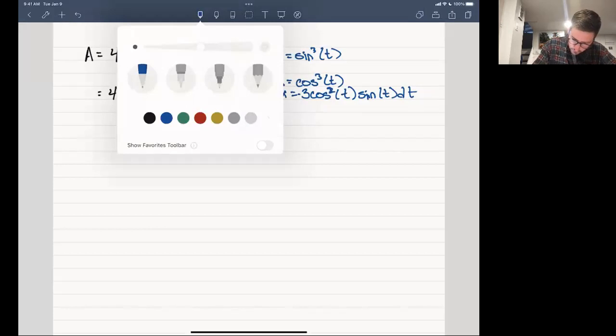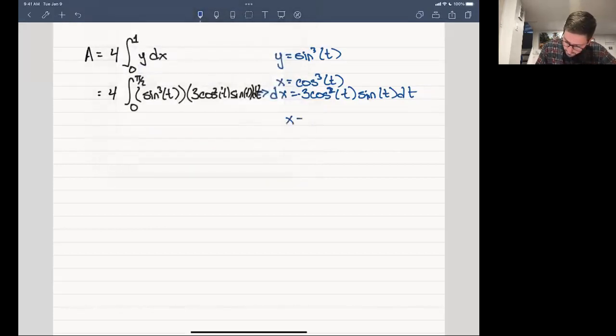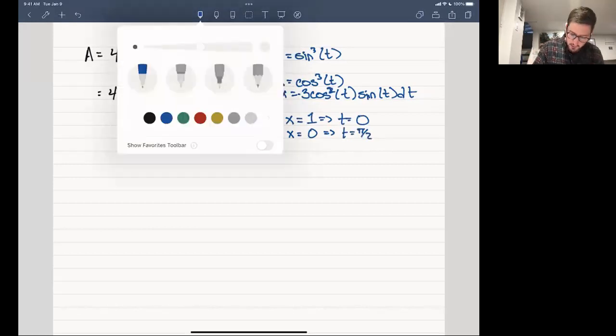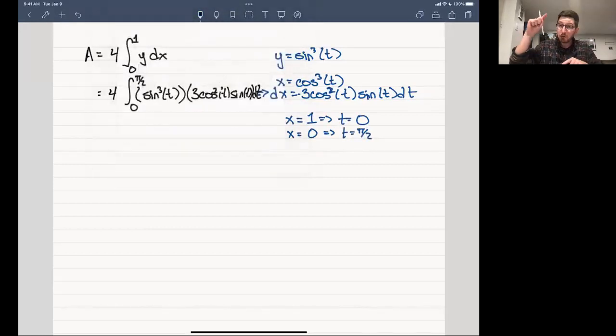Let's put this in blue. So why did I get rid of the negative? X is equal to 1 implies that t is equal to 0, and x is equal to 0 implies that t is equal to pi over 2. So the bounds of integration, once you do the substitution, are actually from pi over 2 to 0. Of course, you want to flip this around. That means you can get rid of the negative coming from the dt substitution, okay?